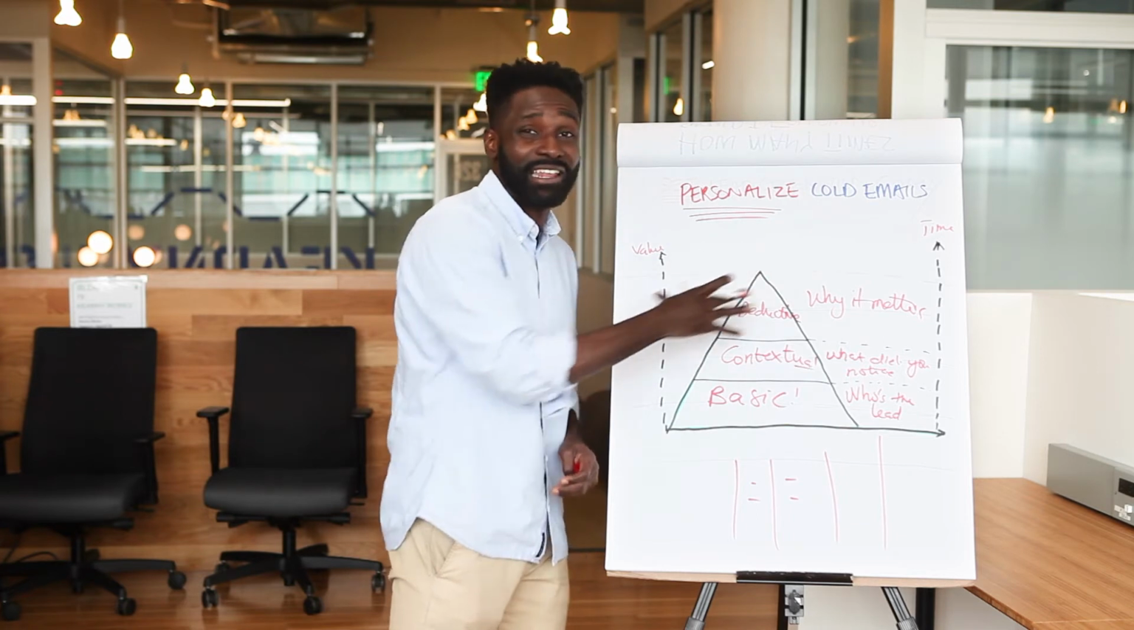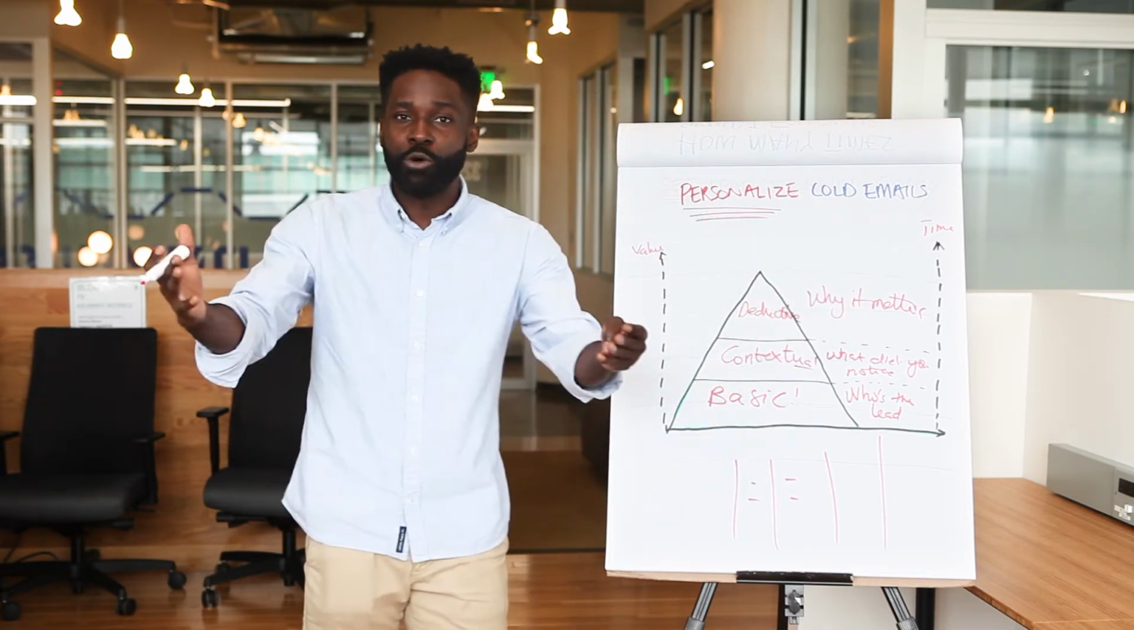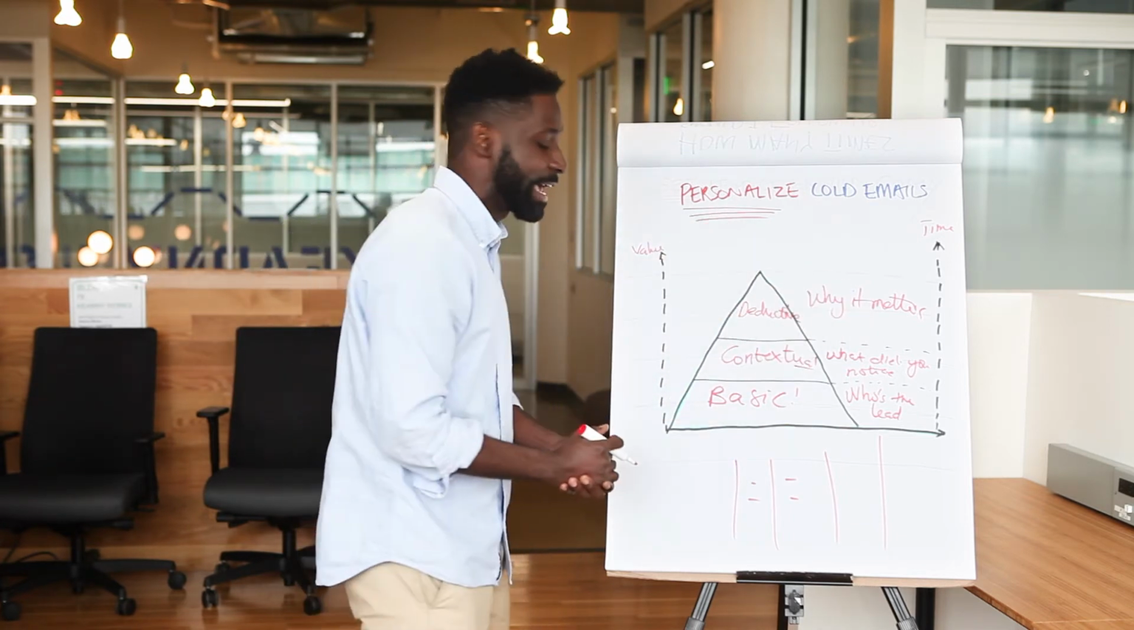Value, time, it takes a lot more as you move higher up. Let me know what's working for you. How do you personalize at scale?